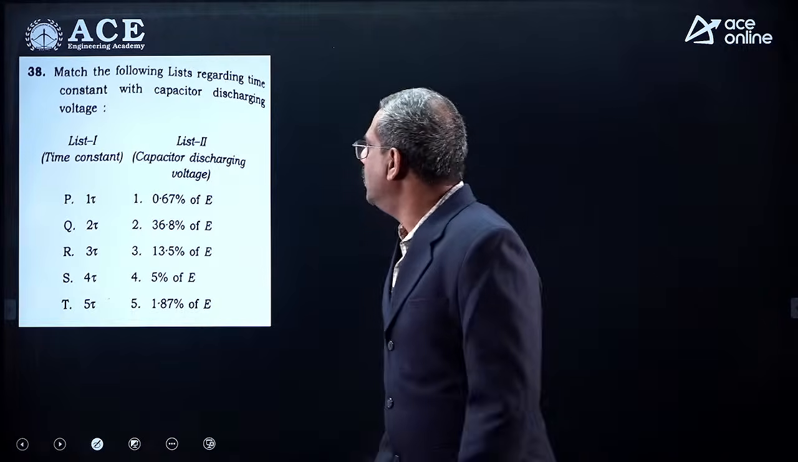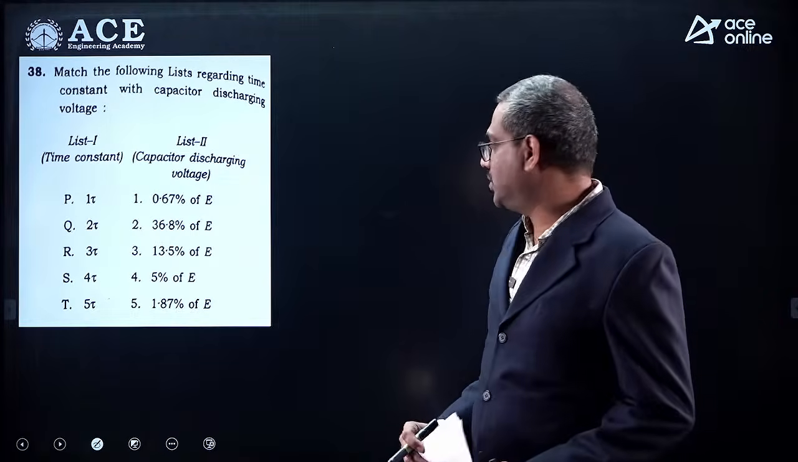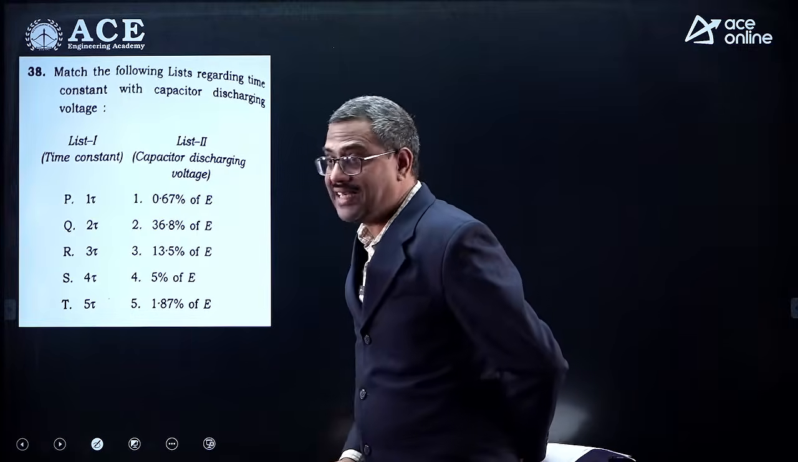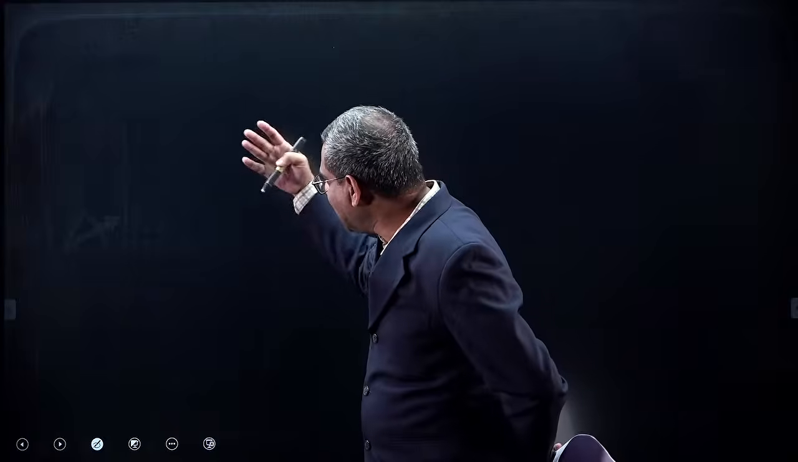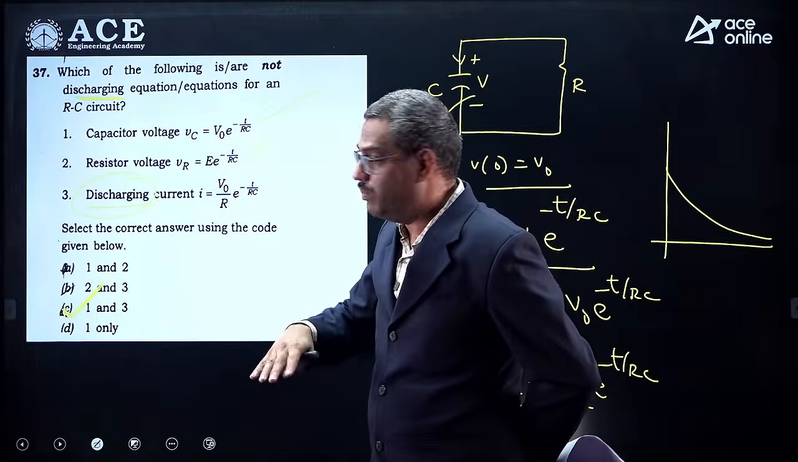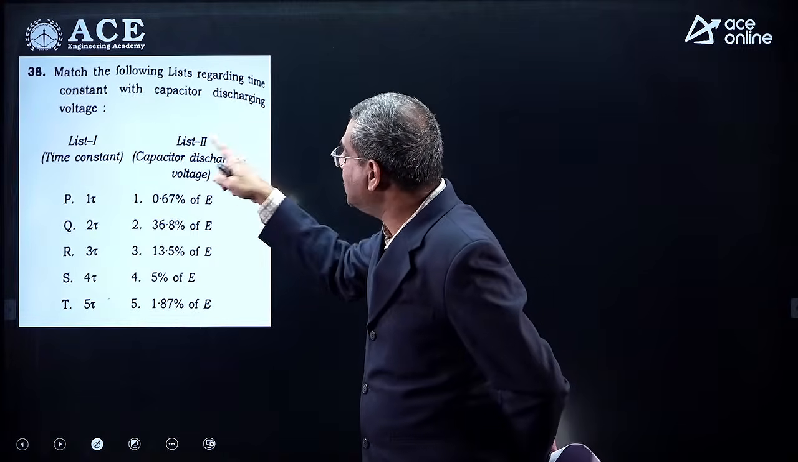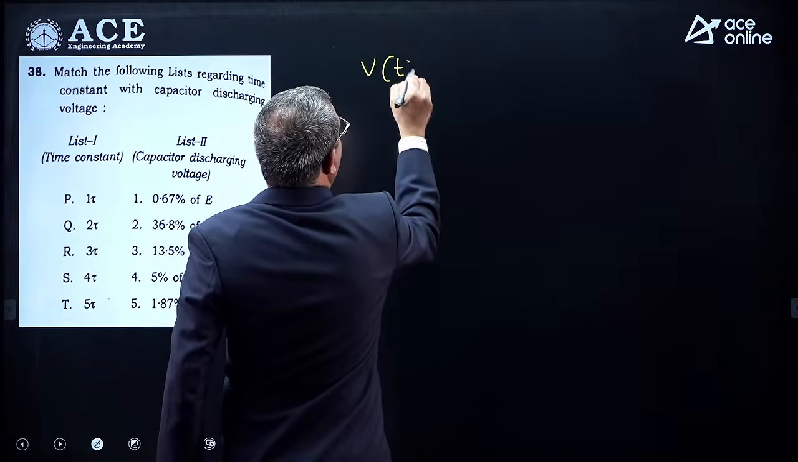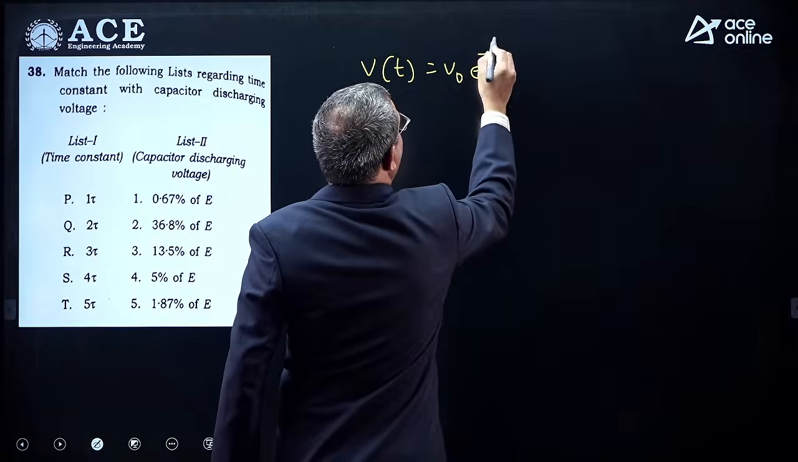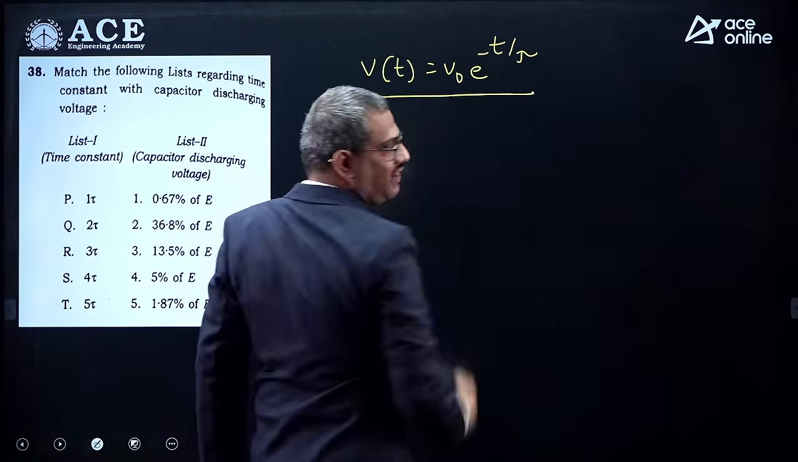Okay, next. Match the following list regarding the time constant. He is asking about discharge, and you can synchronize this with the next bit, because here also he mentioned matching the time constant when the capacitor is discharging. You know this expression, again V of t is V naught e power minus t by tau. So at different time constants.